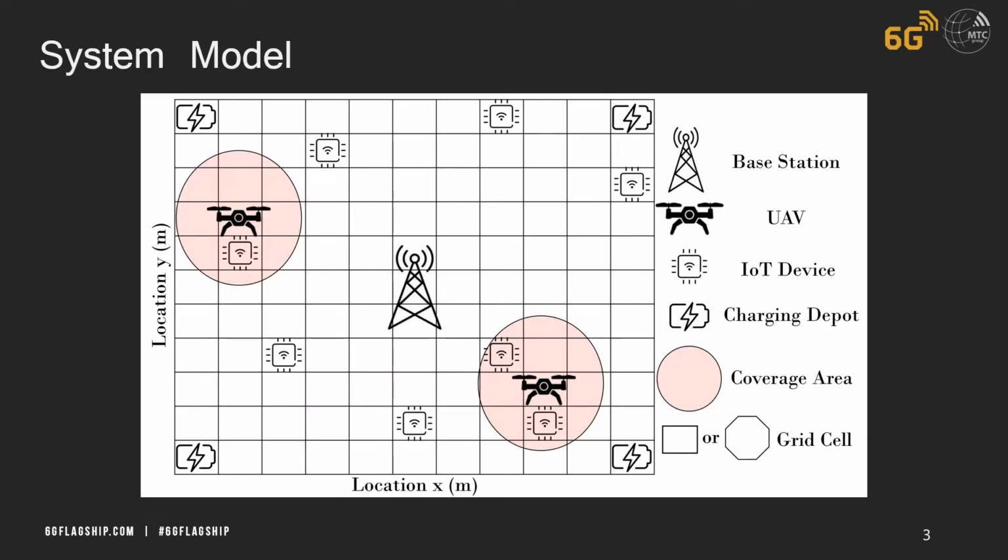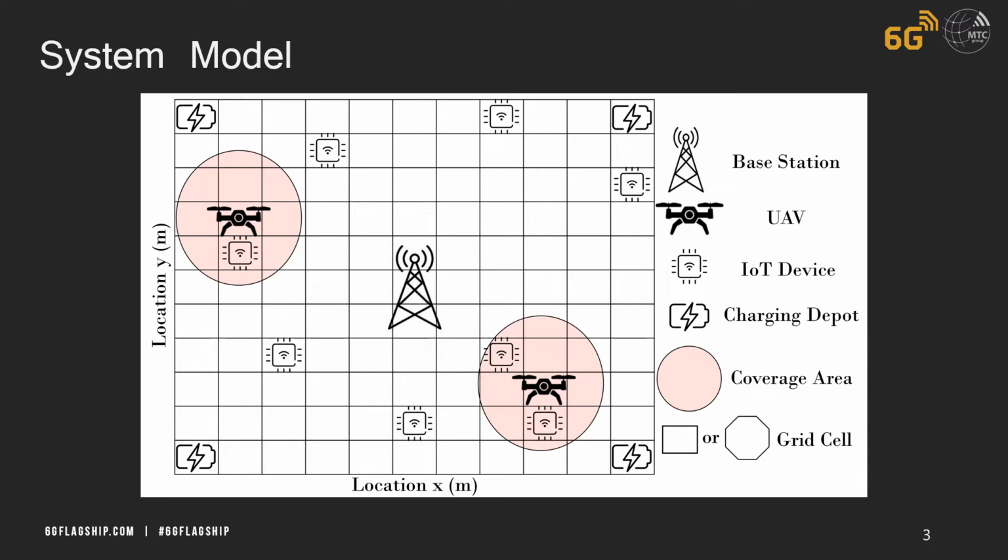We assume that we have a grid world where the base station is located at the center of this grid world. We have uniformly distributed limited power IoT devices in this grid world, and we have moving UAVs, flying at a certain height, that serve those devices and retransmit the data to the base station. We assume also that we have multiple charger depots at the corners of the grid world.